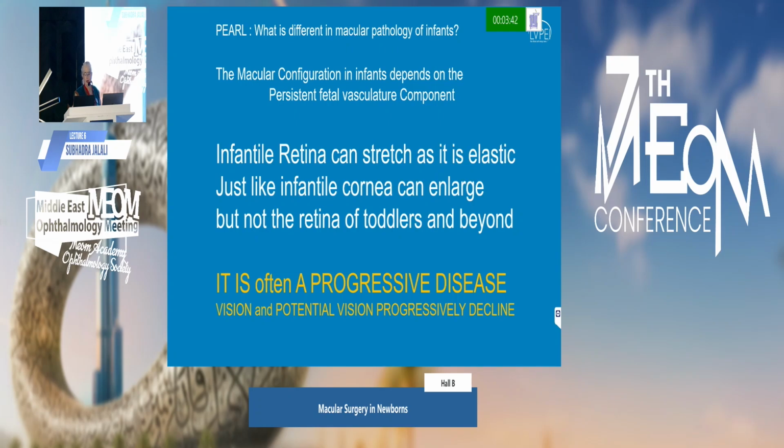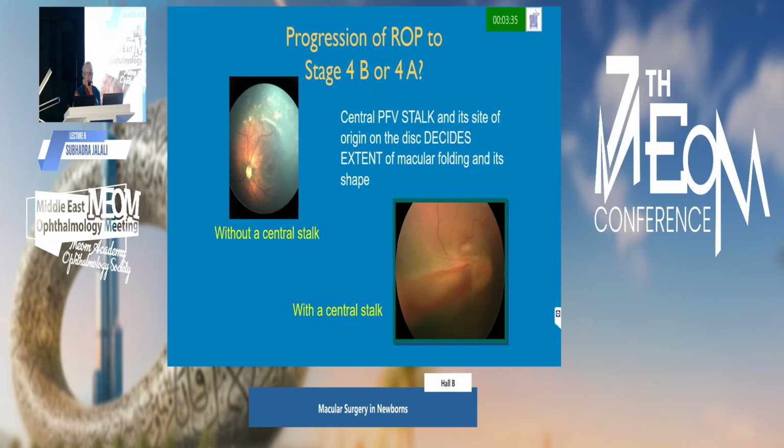The vision and the potential vision progressively decline if we don't take care of this macular fetal vasculature pathology. So I'm just showing here two pictures of tractional detachment in ROP. In the first picture, you can see there's a peripheral traction, but the macula is unaffected because there's no persistent fetal vasculature stalk. Whereas in the other one, immediately there's a dragging of the macula and closure of the arcades because there is a fetal vasculature stalk, which is what is dragging it towards the lens and towards the peripheral retina.